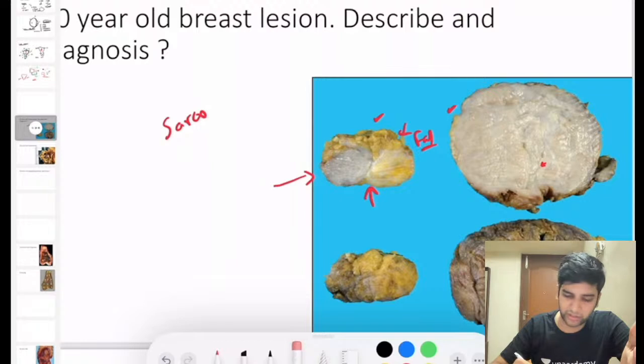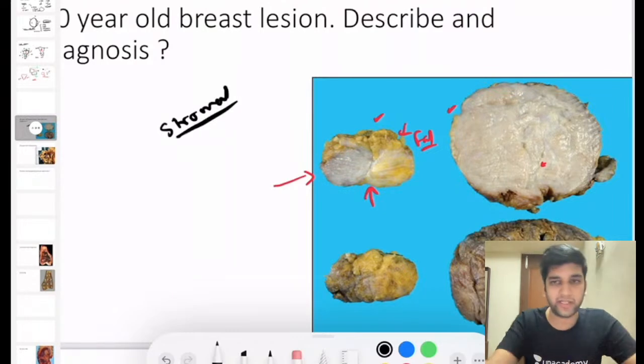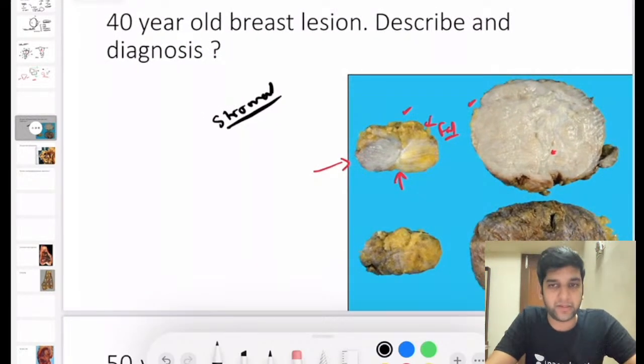I wouldn't put the term sarcoma. I'll put the term stromal lesion because I don't know whether microscopy could be benign or malignant. So most likely a stromal lesion, right? See, when you're looking at the gross, unless you have the classical appearance, don't call it fibroadenoma or phyllodes, because it's a stromal lesion. Both fibroadenoma and phyllodes are stromal lesions. In gross, if you're able to differentiate whether it's an epithelial lesion or stromal lesion, that's more than enough for me. It could be phyllodes, it could be fibroadenoma. I need microscopy for that.